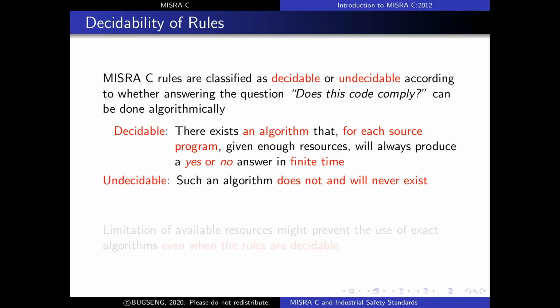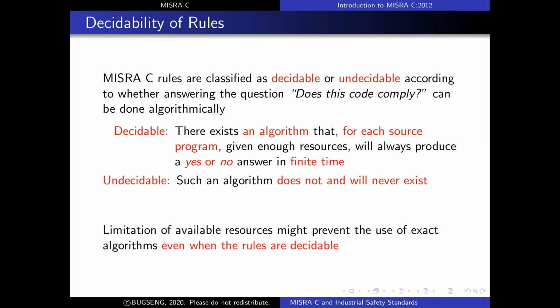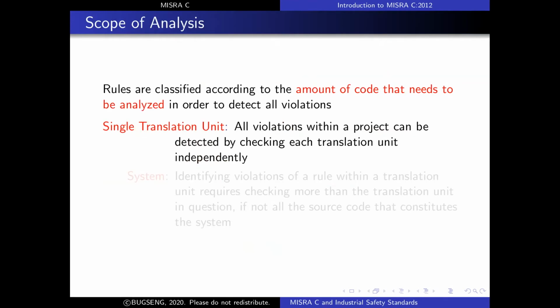Unfortunately, as you probably know, most interesting program properties are undecidable. For example, division by zero is undecidable. Buffer overflow is undecidable. And of course, limitation of available resources might be such that a static analyzer employs a non-exact algorithm even when an exact algorithm exists. So it's always important to manage the complexity precision trade-off.